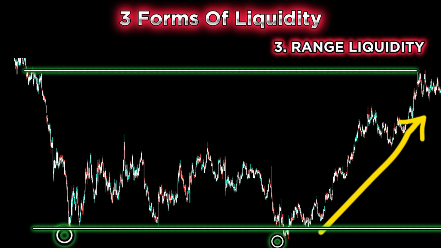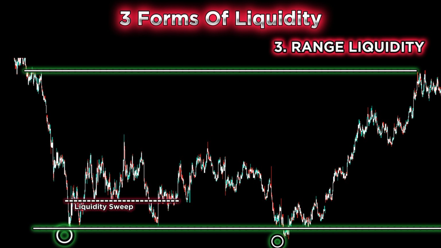So just dialing in on this smaller range, then we have a low here. In fact, we have equal lows. The market sweeps these equal lows, and then we have a push-up which sweeps these highs. So we get a sweep of the lows, followed by a reversal, and a sweep of the highs followed by a reversal to the downside.